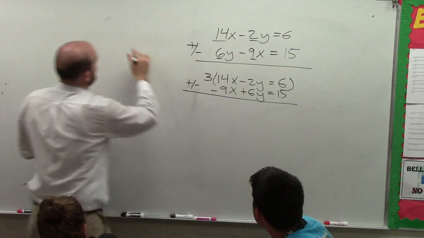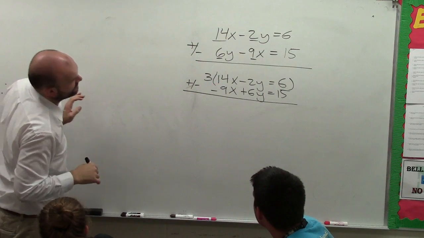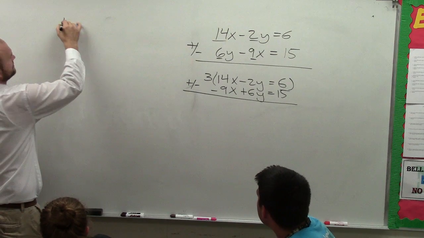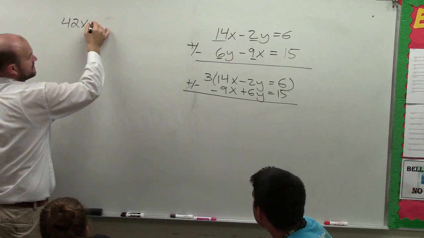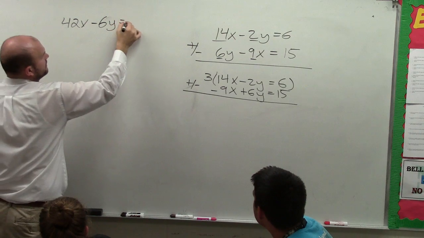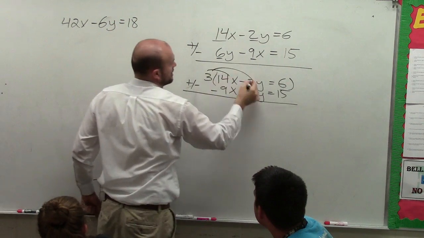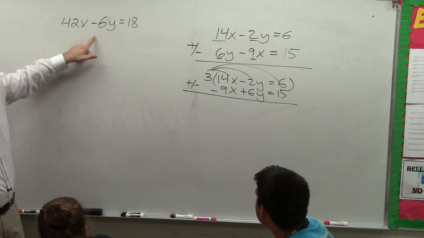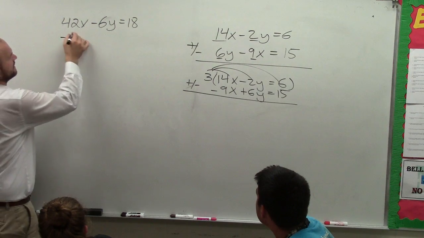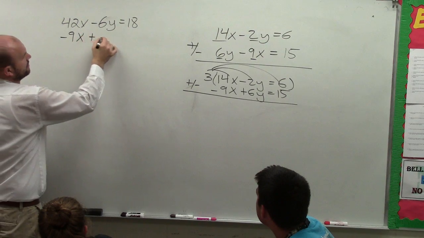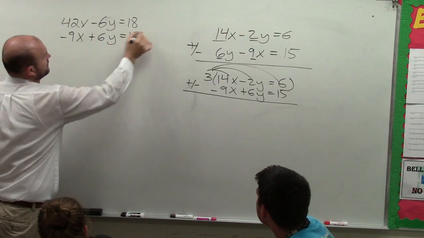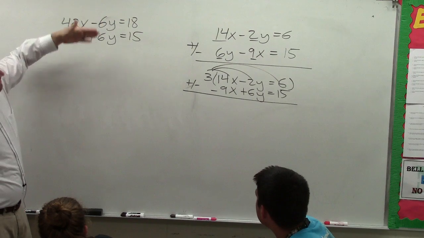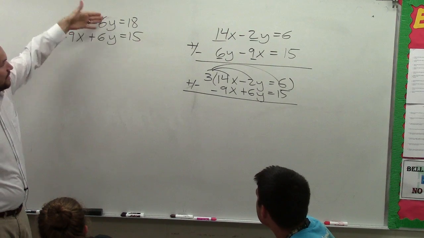So now when I do that, I get 3 times 14, which would be 42x, minus 6y equals 18. Please note I'm applying the distributive property across all of them. OK? Now I have negative 9x plus 6y equals 15. So now I have a negative 6y and a positive 6y. They're exactly the same. One's negative, one's positive.